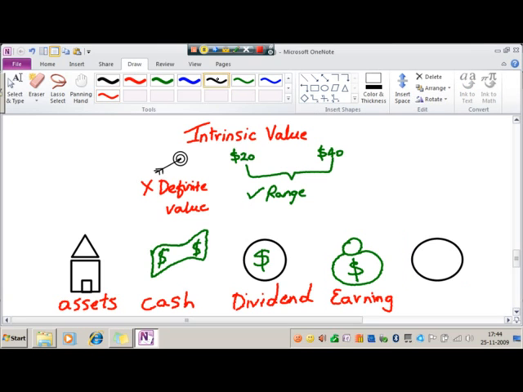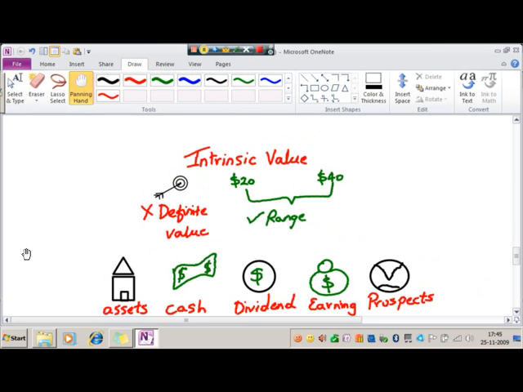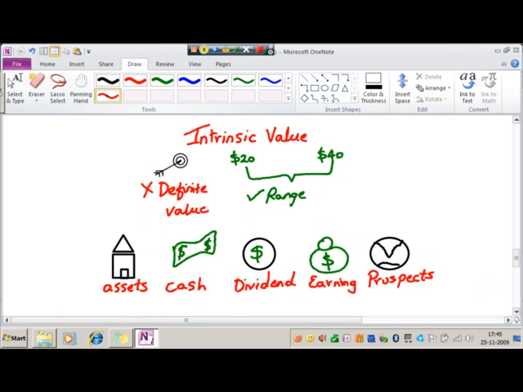But the fifth factor which he talks about is not a number; it's not an attribute which you can put a figure on easily. He talks about it as the definite prospects of the organization's products and services. So if one summarizes what we've just talked about, intrinsic value is not a definite value, it's a range, and it depends on the assets, the cash, the dividend, the earnings, and the prospects of its products and services.